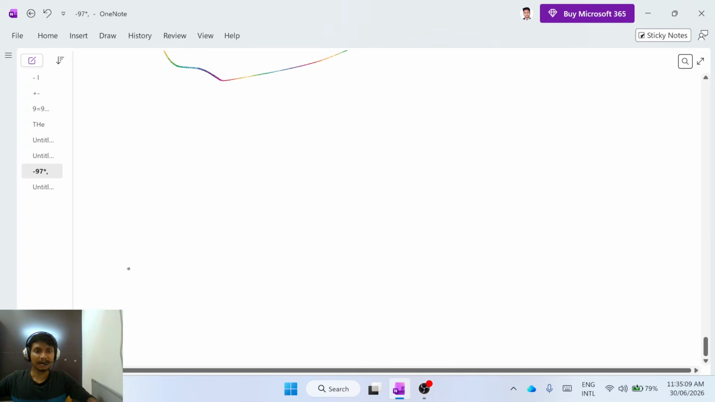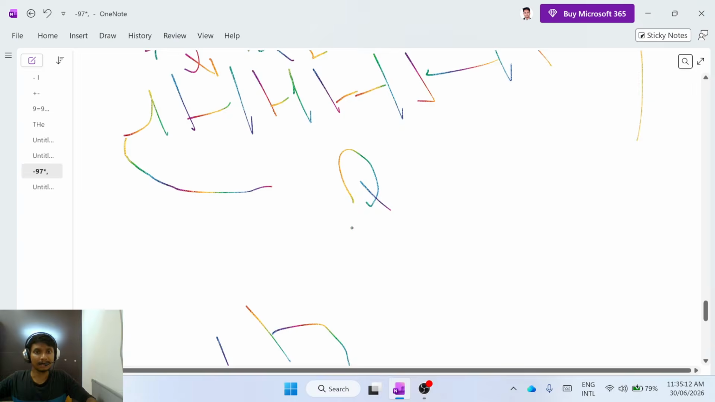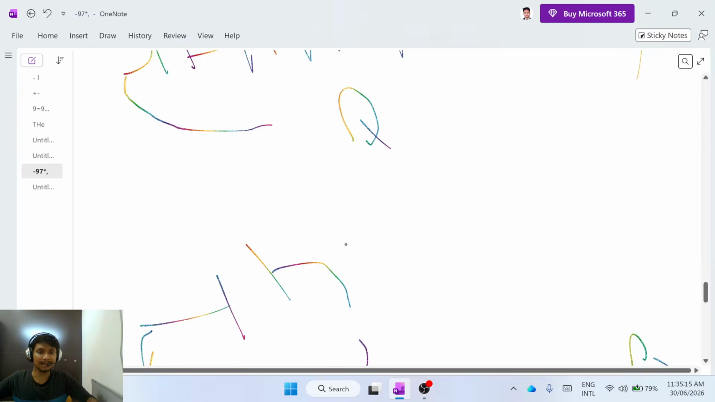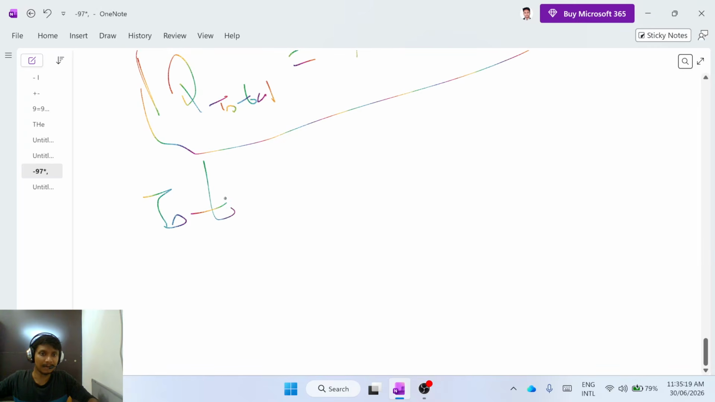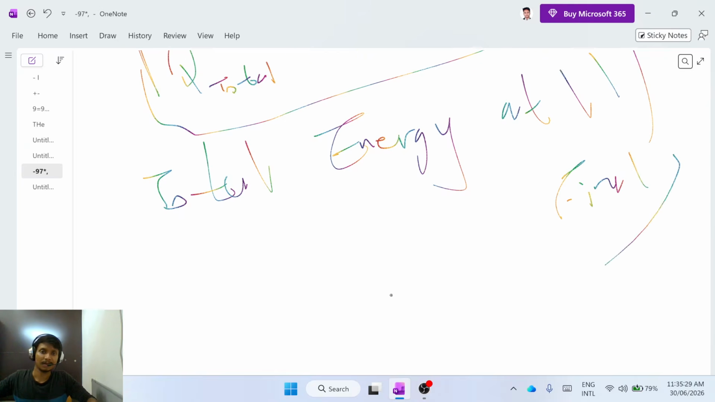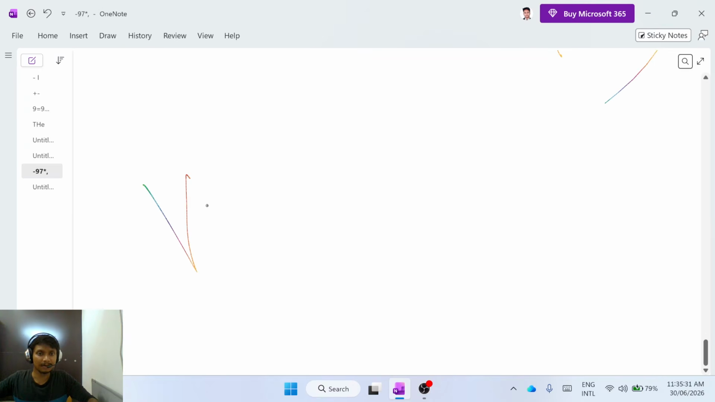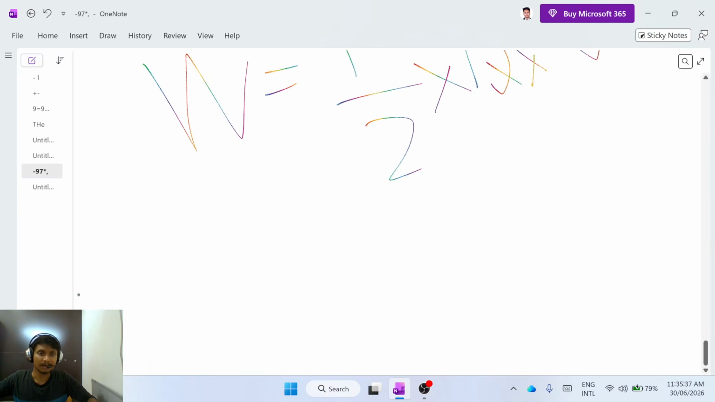Now we have found the total charge and equivalent capacitance. Now we can find the total energy at the parallel connection, the final stage. What is the equation of energy? W is equal to half into QV.